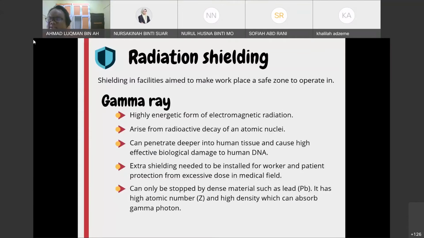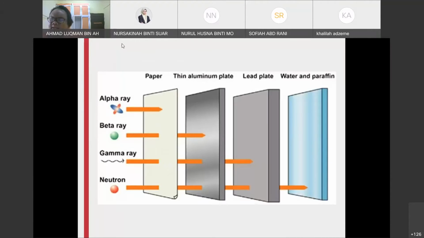And then the radiation shielding. Okay, so as you can see, the different types of radiation have different capabilities to penetrate. They have different penetrating power. So alpha rays can be just stopped by paper, beta rays by a thin aluminum plate, gamma rays by lead, and neutrons by water or paraffin.